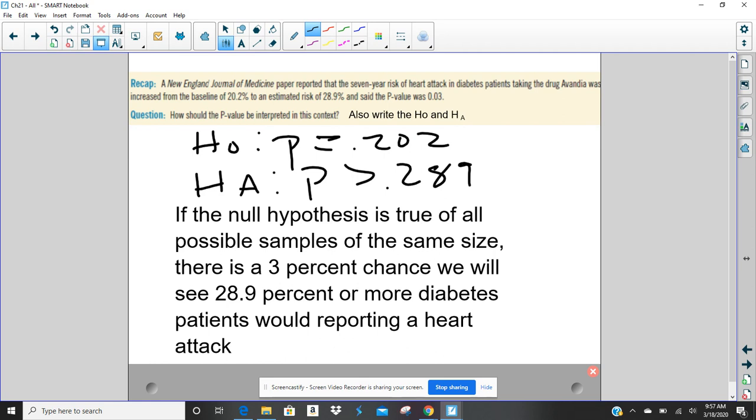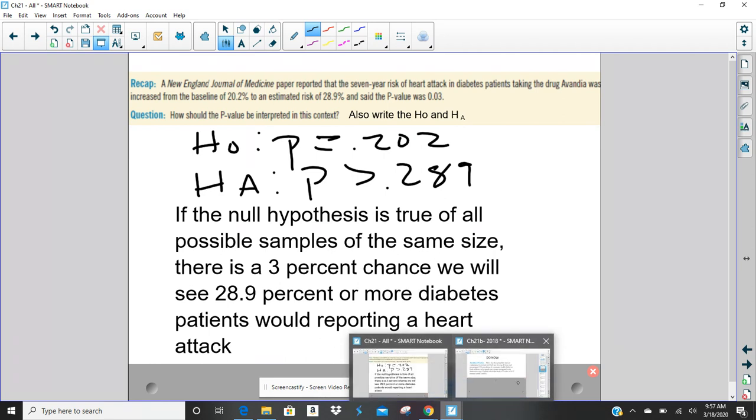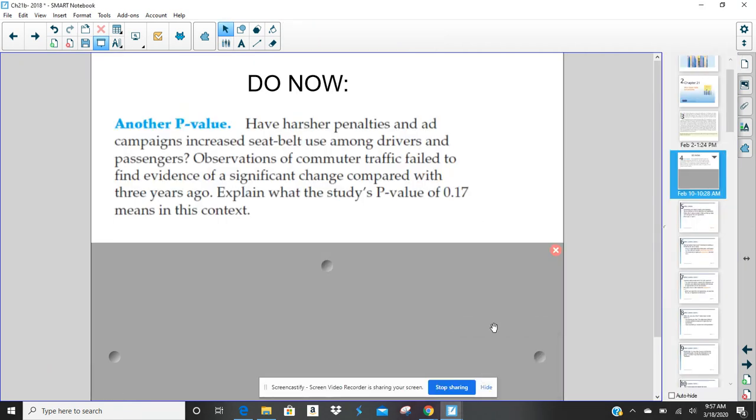Okay, so let's look at another question. I have it on my next page, I think. I don't think I pulled it over here. Here it is. Okay, so here's the next question. Take a peek at this one. Have harsher penalties and ad campaigns increased seatbelt use among drivers and passengers? Observations of commuter traffic failed to find evidence of a significant change compared with 3 years ago. Explain what the study's p-value of 0.17 means in this context.